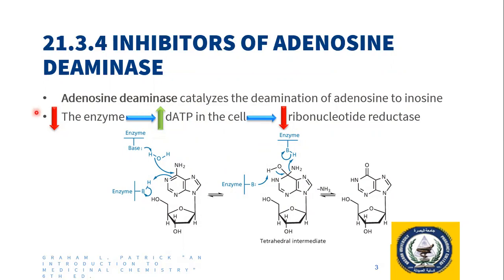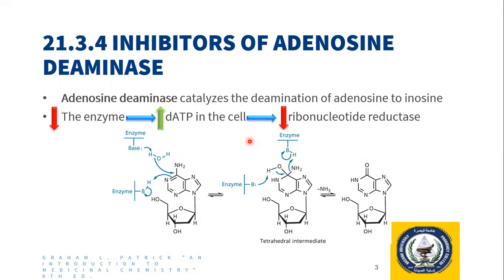So if we inhibit the adenosine deaminase, that will lead to an increase of the concentration of the deoxyadenosine triphosphate in the cell, which will eventually inhibit the ribonucleotide reductase, and that will inhibit or stop the synthesis of DNA, because we need the ribonucleotide reductase to make the deoxyribonucleotides from the ribonucleotides.